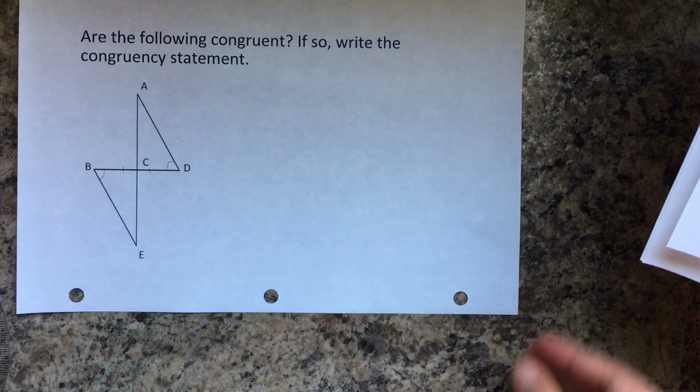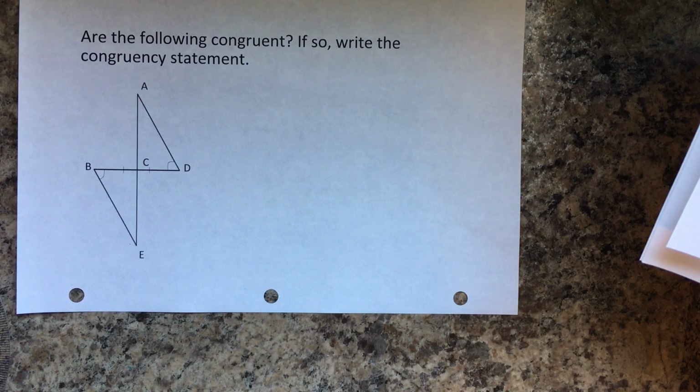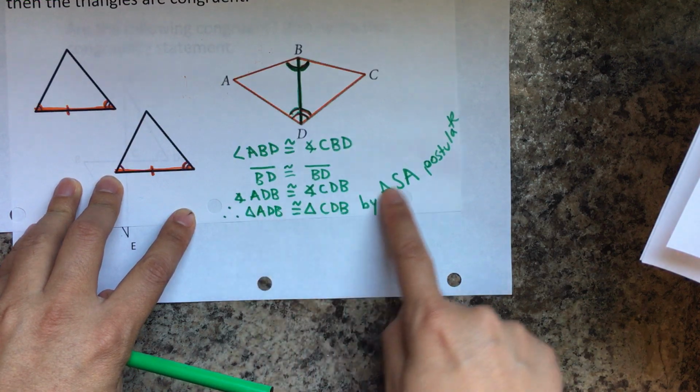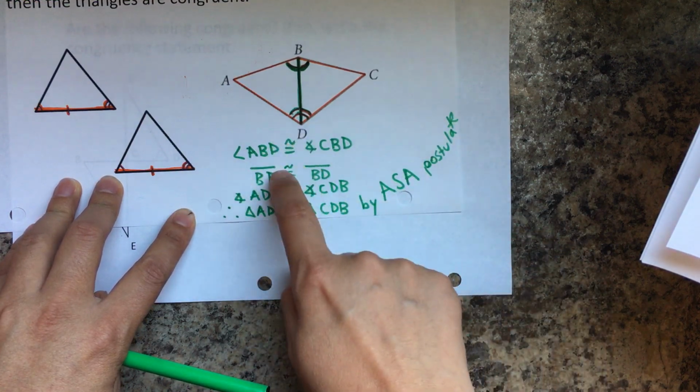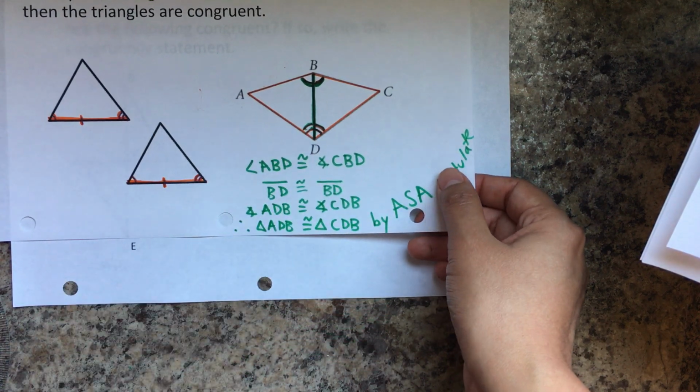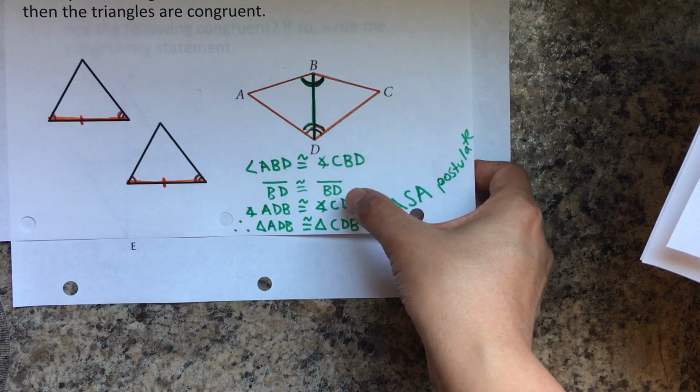Now in here it says, are the following congruent? If so, write a congruency statement. And the congruency statement basically is only this part. So for your homework, you only want to do this part here. You don't need to write all of this, but I want you to take note because later on we'll be working with those.